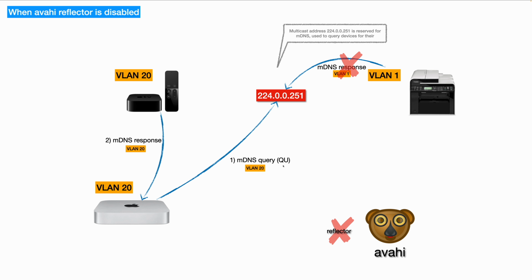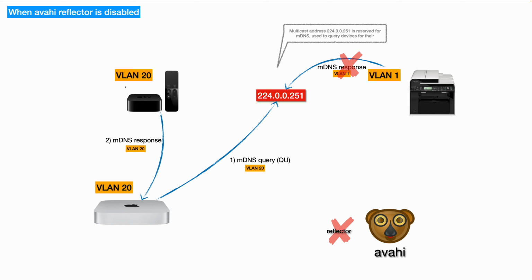By the way, here we need to explain what is QU, what is QM. So in mDNS there are two types of queries. QU means unicast query. QM means multicast query. Don't be confused. The query itself is always sent to this special multicast address, but QU means the client expects the answer, the response, to be sent out in a unicast way. QM means the response has to be multicast, meaning the response also needs to be sent to this special multicast address. So in this scenario, the VLAN 20 computer sends out a QU query to this IP address.